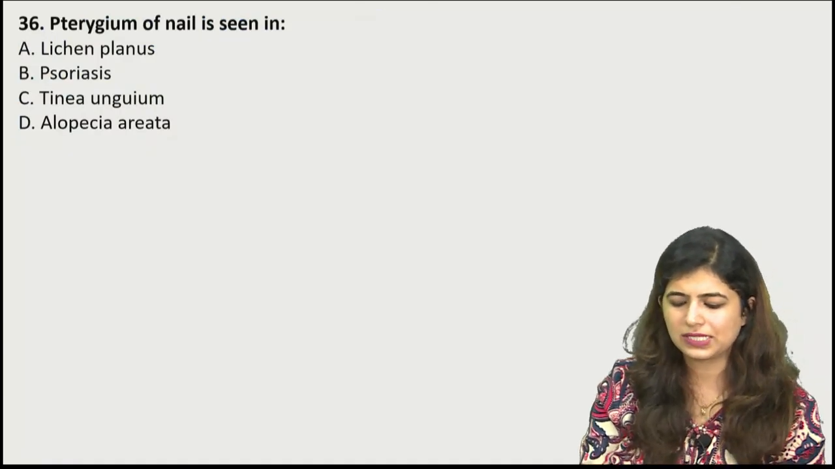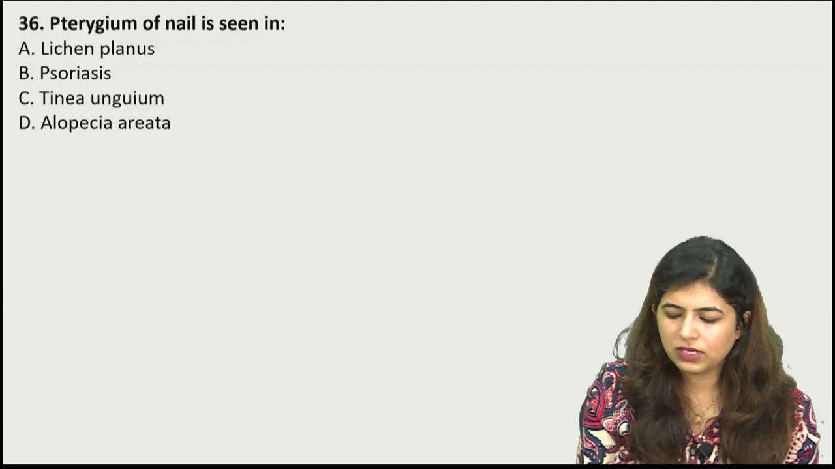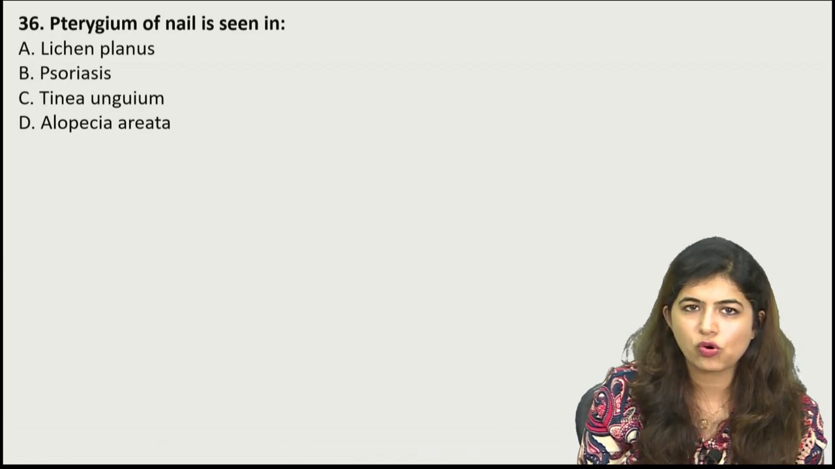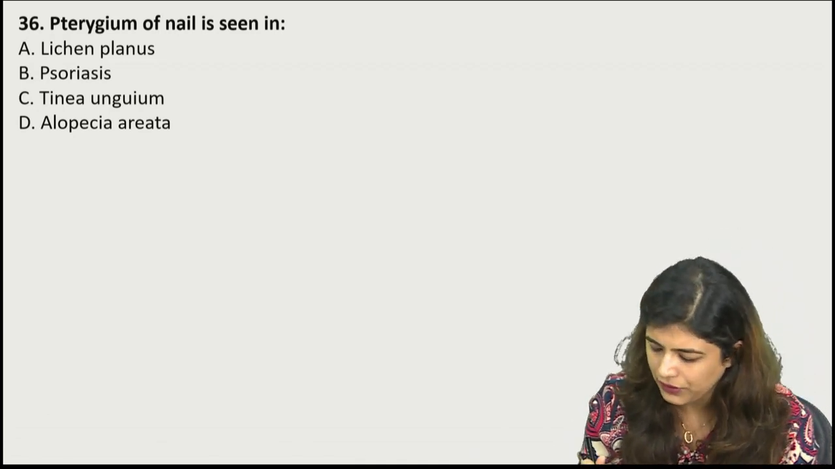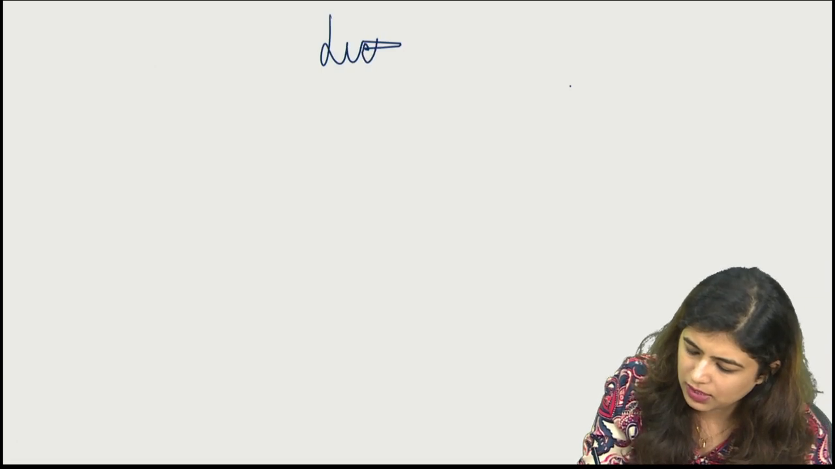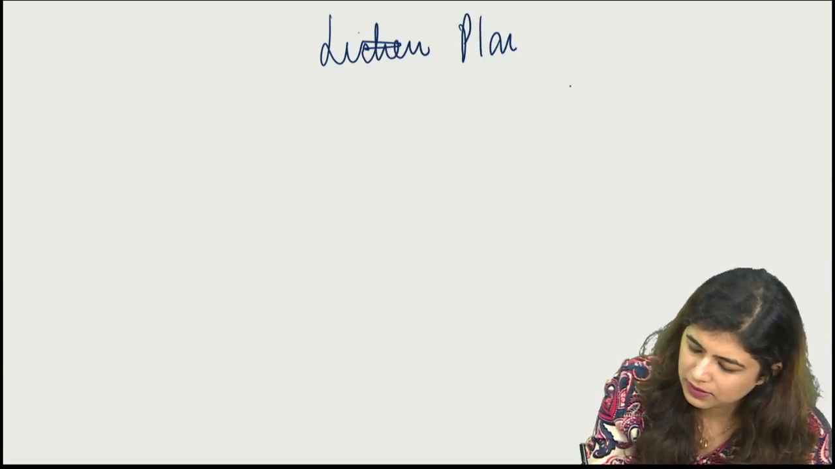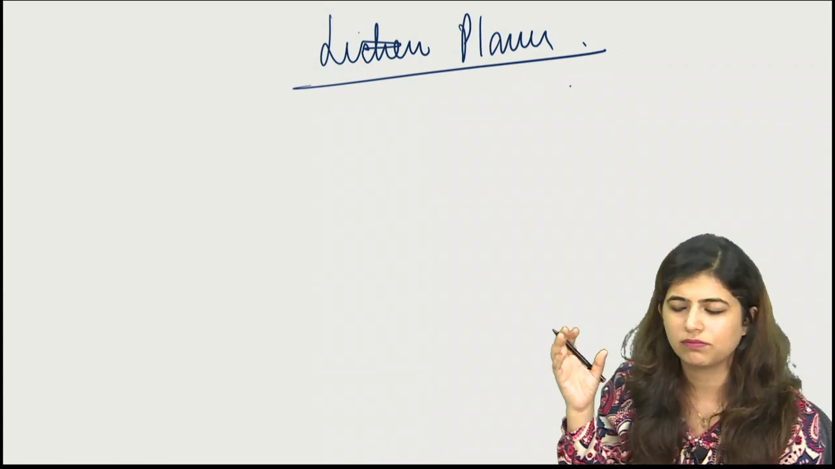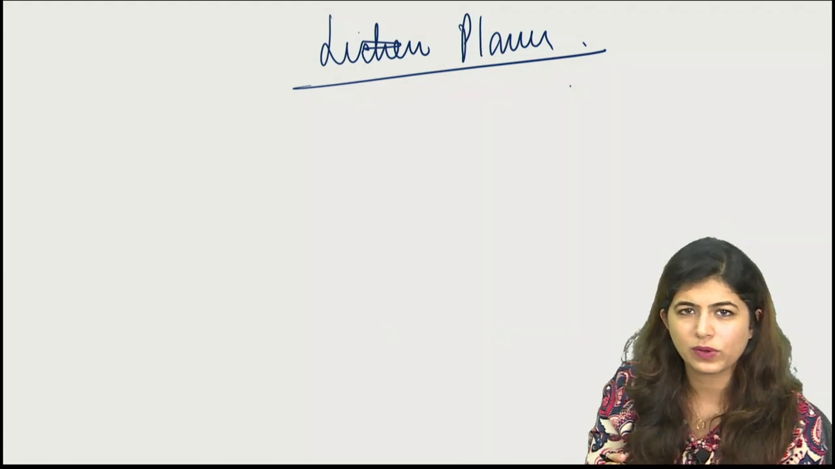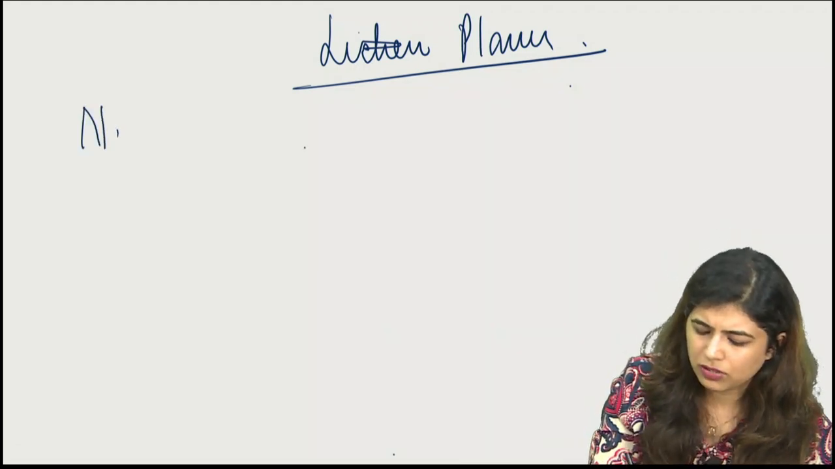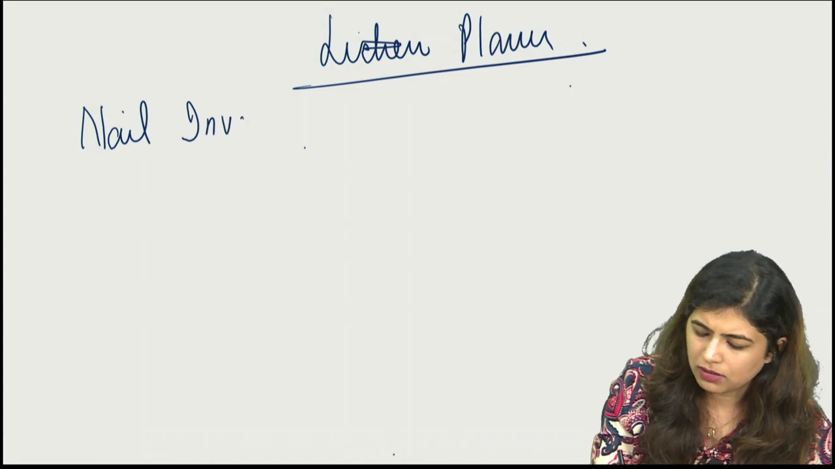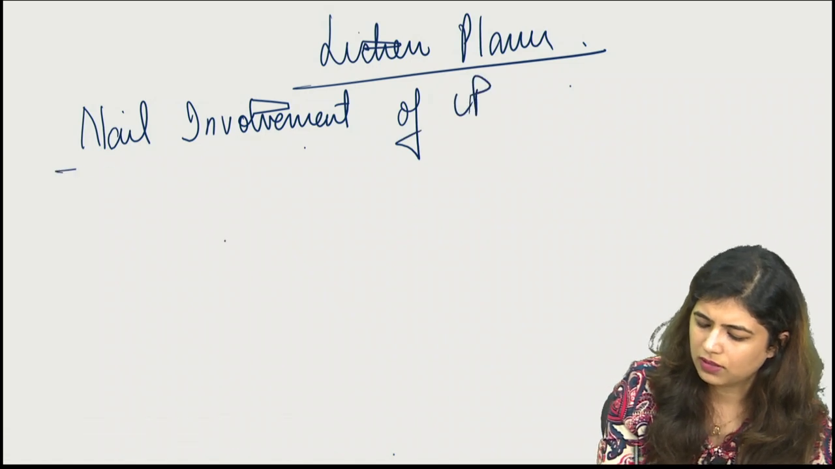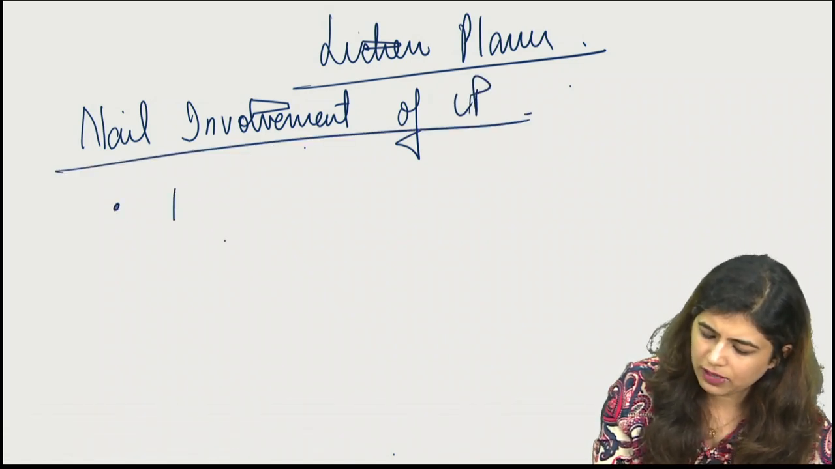Moving on to question number 36. Pterygium of the nail is seen in. Now, pterygium of the nail and this disorder is extremely important question. The answer to this is lichen planus. Lichen planus can involve skin, hair, nail, mucosa, a lot of findings. I am in this question limiting myself to the nail involvement of LP.